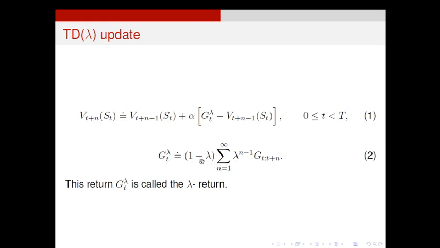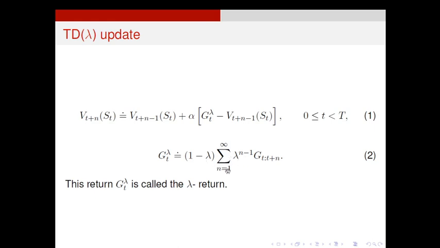I repeat, the total weight of this weighing parameter 1 minus lambda into lambda raised to n minus 1 is equal to 1. So in effect, this is a weighted average. So G t lambda, or the lambda return, is a weighted average. Now once again look here. This weighted average is similar to a probability, because its value always lies between 0 and 1 and the total value is equal to 1.